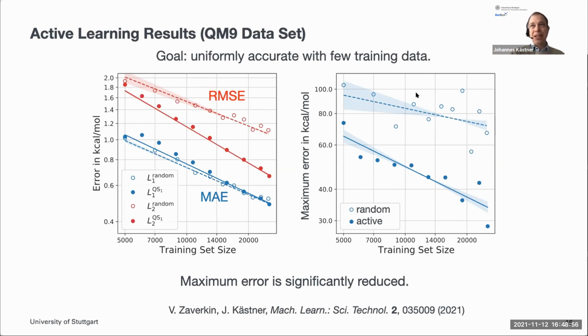But if we focus on the maximum error, so the largest error within the test set, which is of course independent of the training set, we see really an improvement by the active learning. And that means by active learning, we obtain a globally uniformly accurate potential energy surface. That means an energy surface that is accurate everywhere. We reduce the largest error in the area of configuration space that we are interested in, and therefore improve the potential energy surface overall.